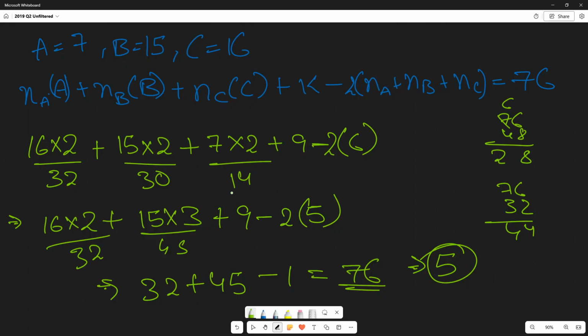Yeah, that is correct. But why are we subtracting 2 times of n of a plus n of b plus n of c? Should it be 1? Because as far as I think, if you're subtracting 2 times, we're already removing it, right? Already removing it once.